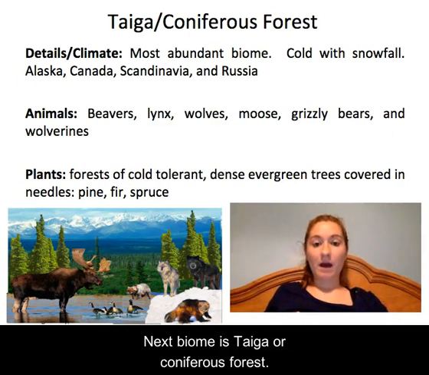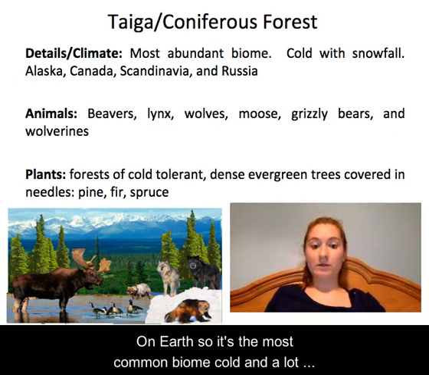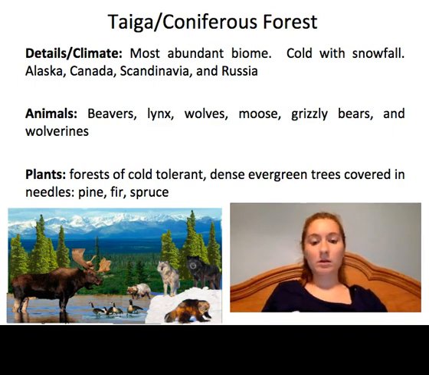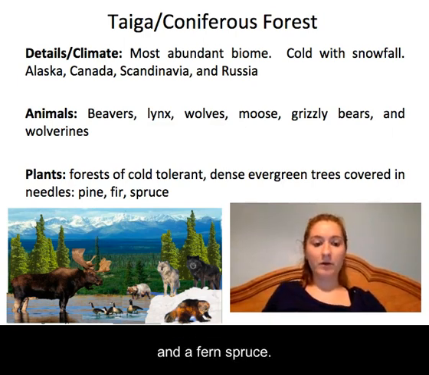Next biome is taiga, or coniferous forest. So it's the most abundant biome on the earth. So it's the most common biome. It's very cold. It has a lot of snowfall. It's kind of like Alaska, Canada. A lot of beavers, wolves, moose, bears, and typical forest with a lot of trees, pine trees, and fir and spruce.